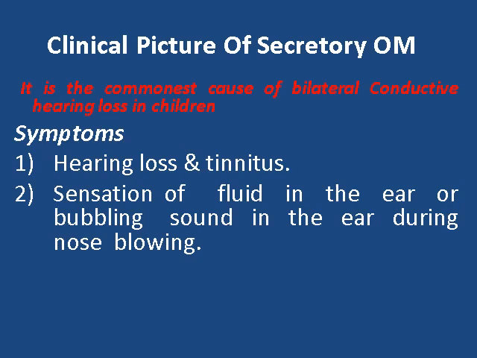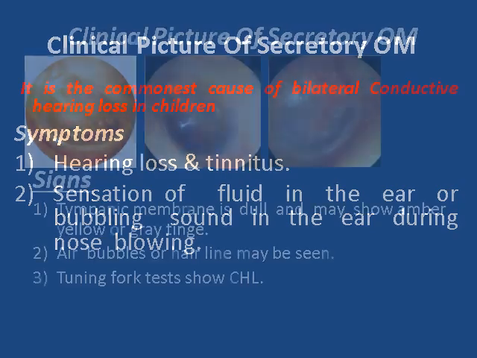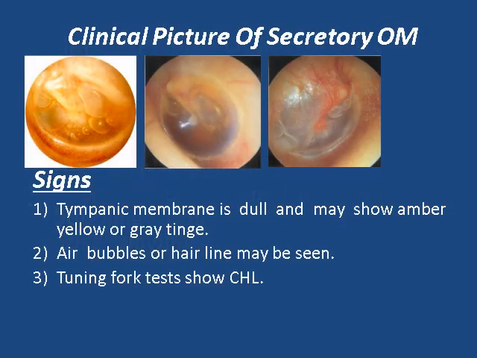Patients will present with hearing loss and tinnitus and sensation of fluid in the ear or bubbling sound during nose blowing. What are the signs of secretory otitis media? By otoscopy, we'll find a dull tympanic membrane, and it might show an amber yellow or a grayish tinge. Also, we can see sometimes the air bubbles or the hairline from the fluid level, as seen in the above photos. What about the tuning fork tests? The tuning fork tests will show conductive hearing loss. Meaning, we'll find bone conduction is better than air conduction.